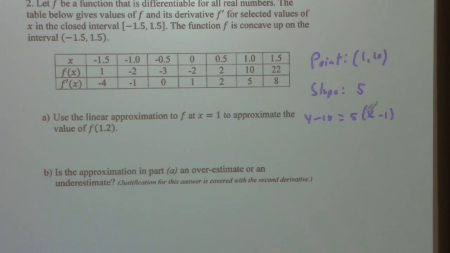One thing I do recommend doing on these is solving for y, because it makes your job easier. So y minus 10 equals 5x minus 5, and add 10, we get y equals 5x plus 5. Now we can plug in 1.2, so y of 1.2 is 5 times 1.2 plus 5, that's 6 plus 5, so 11. That's your approximation.